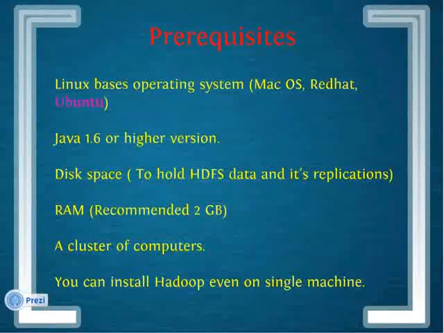The possibilities are Mac operating system, Mac OS, that is an Apple machine. We may have Red Hat or Ubuntu. Why have I highlighted Ubuntu in a different color? Because in case you don't have any of these operating systems, Ubuntu will help you. First of all, this is open source, which can be downloaded and installed.